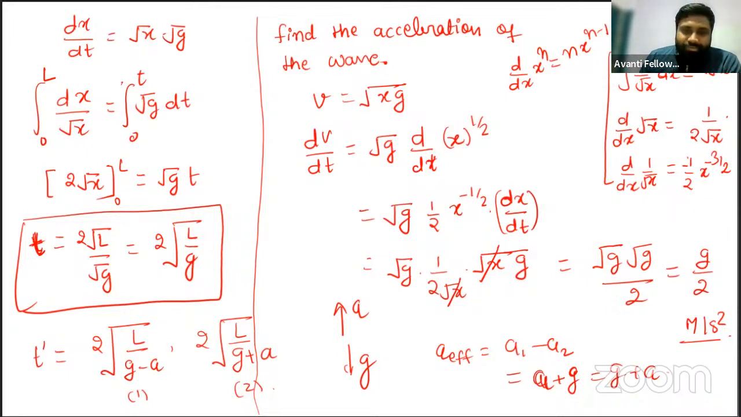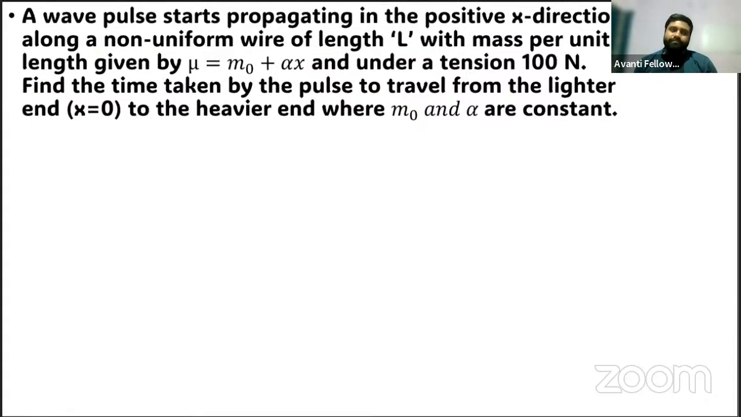Okay. Now move on to the next question. This one. This is also a very interesting and very conceptual question. A wave pulse starts propagating in the positive x direction along a non-uniform wire. Now this time this wire is not uniform, which means the linear mass density will change here, and which is also given in the question. Along a non-uniform wire of length L, capital L, with mass per unit length given by mu equals m naught plus alpha x, which means as the length changes, the mass of the rope will change.